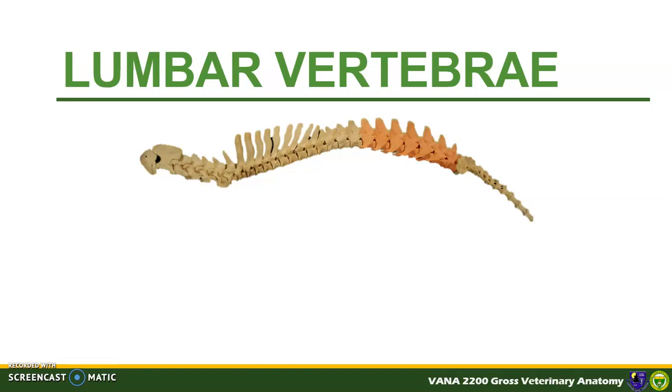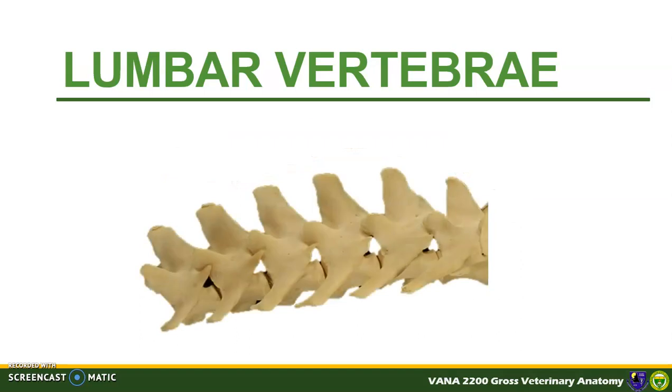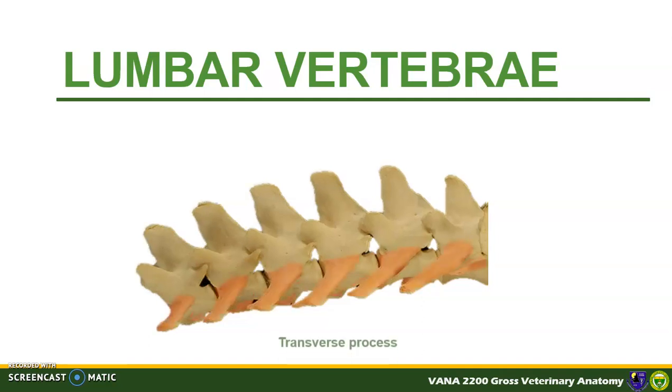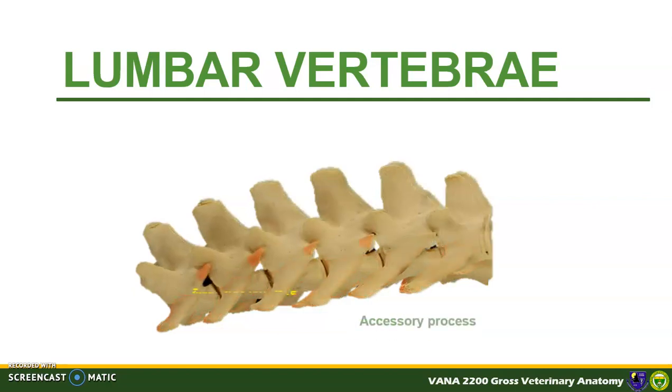As we recall, the lumbar vertebrae are located at the loin area. The lumbar vertebrae can be distinguished from the rest of the vertebrae because of its large, flat, or plate-like transverse processes that project laterally. In addition to other processes present in other vertebrae, the lumbar vertebrae has an accessory process.